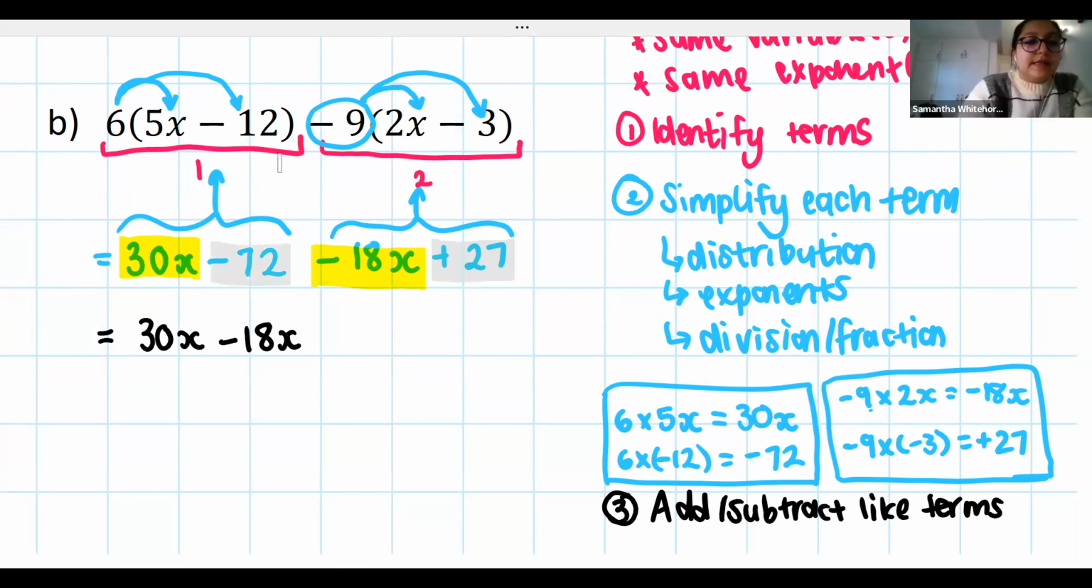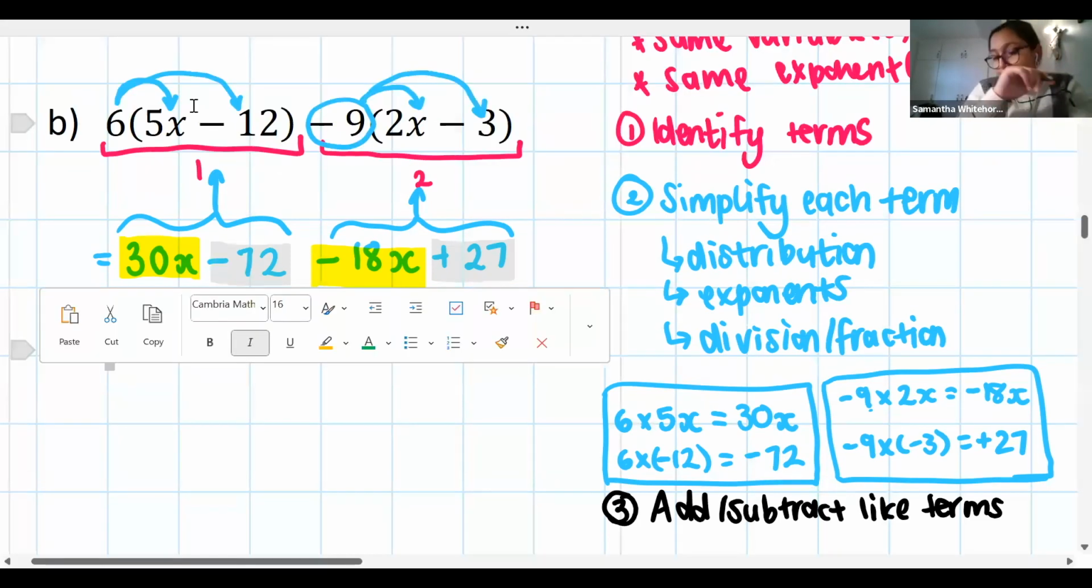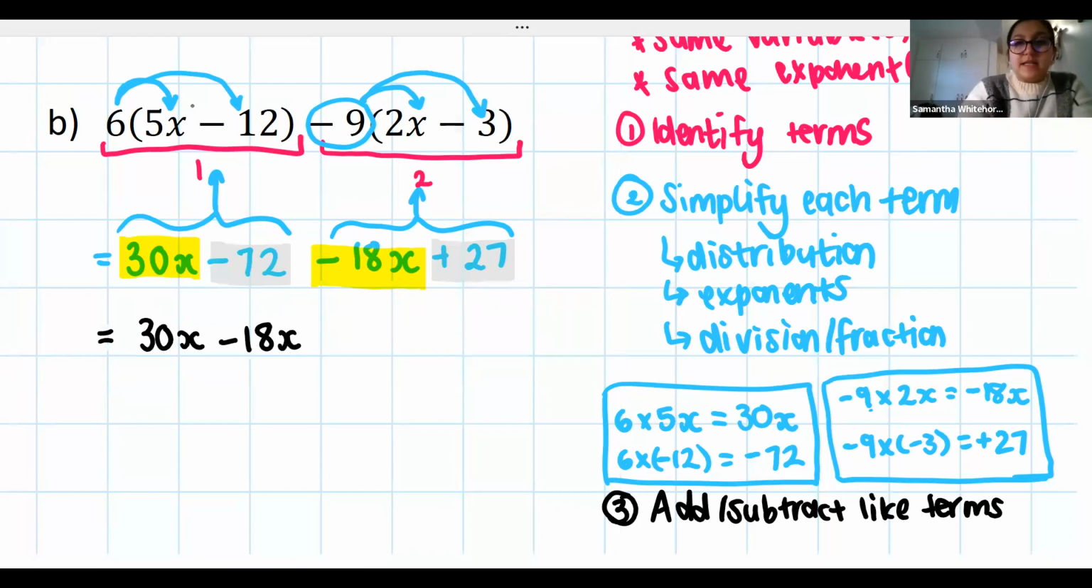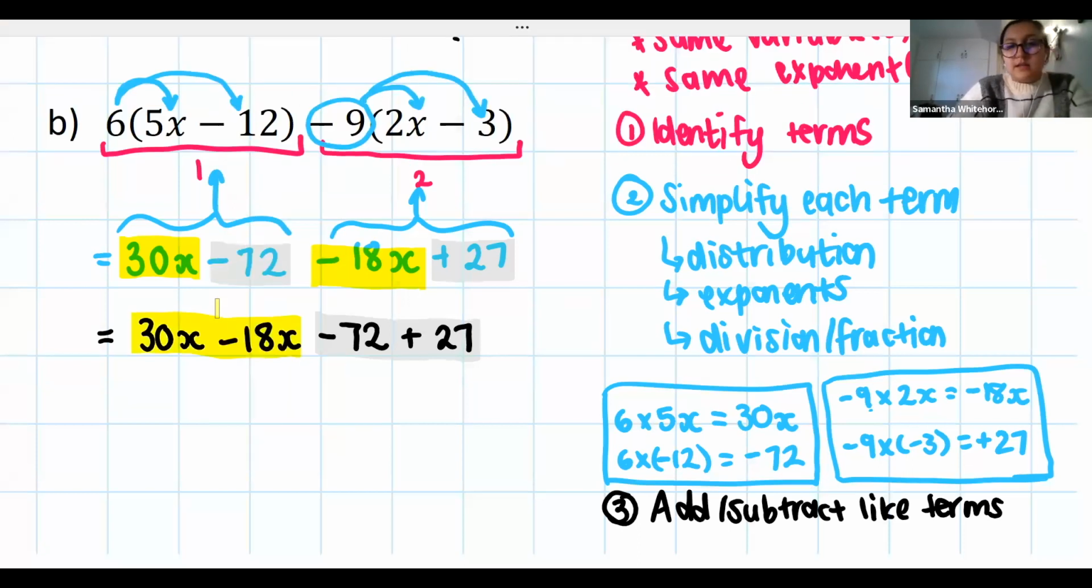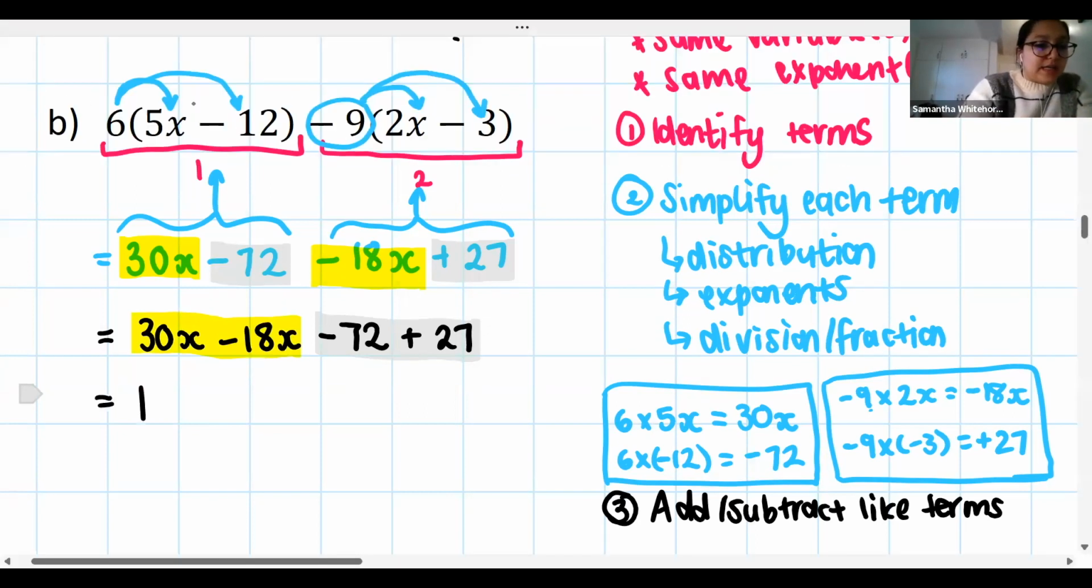Thank you. So we're grouping the like terms here, grade 8s. So 30x, negative 18x, we put together. Negative 72 plus 27, we group together. If we go back to our colors, those are constants, that's one group. And then those are our terms with x's, another group. And now we can go and add and subtract them. So 30x minus 18x is 12x.